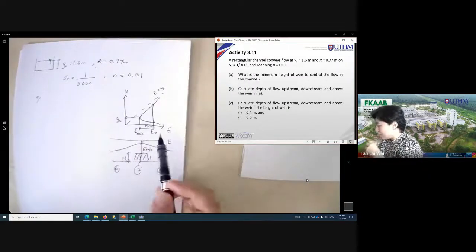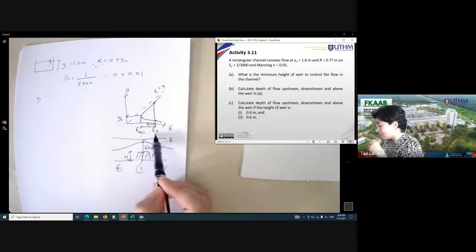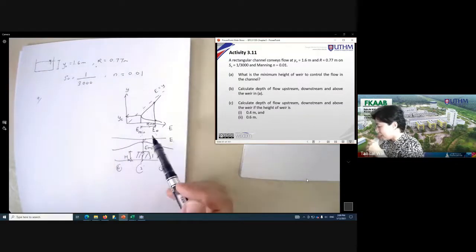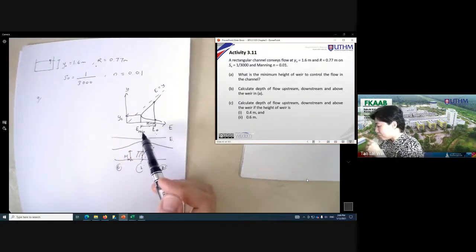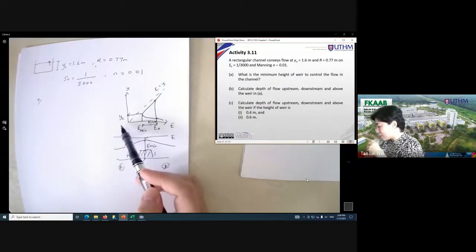So now you want to find H min. You need to find E min and E naught. E naught, you can get it from Y naught. Once you know Y naught and Q, you can find E naught already. However, for E min, you also need to know YC. Here's the thing, we don't know YC. So this is where we need to find YC.